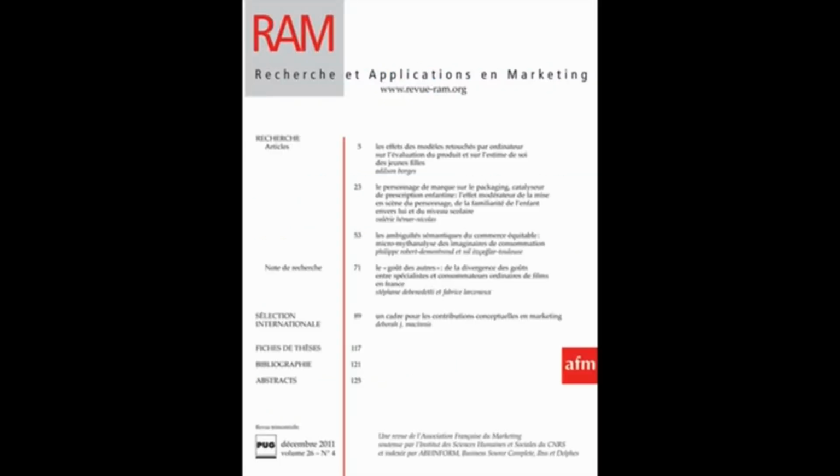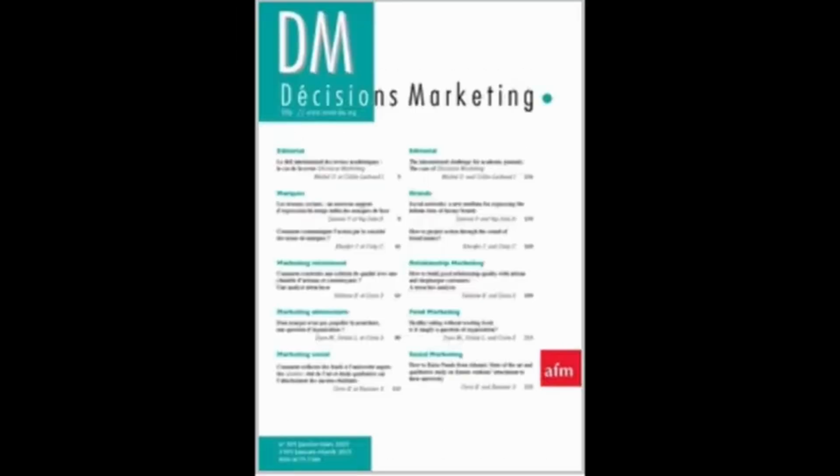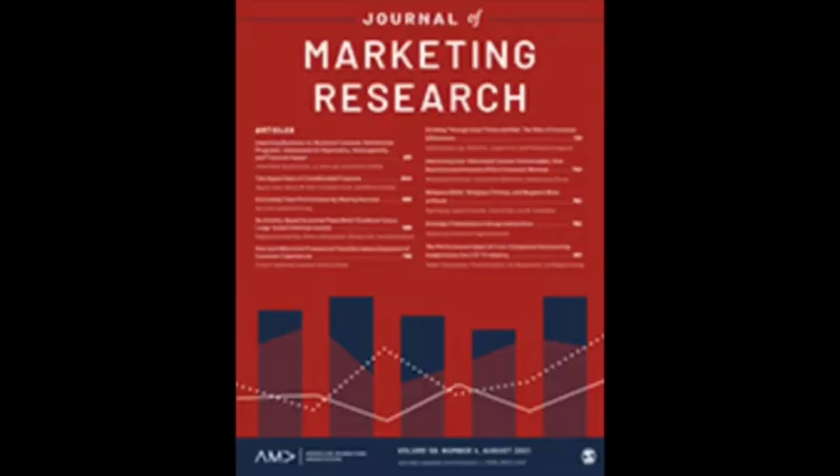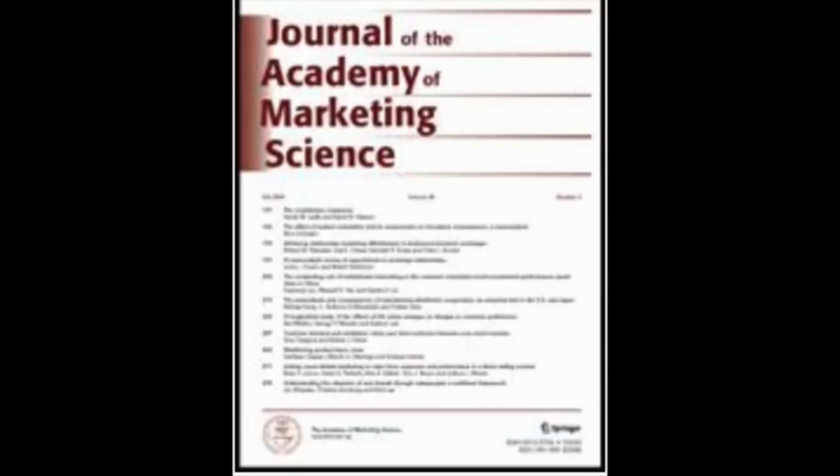So AFM is editing the French marketing journal RAM, Recherche et Application Marketing, and DM, Décisions Marketing. RAM is a category 2 journal, and DM is a category 3 journal. EMAC is editing IJRM, the International Journal of Research in Marketing, which is an A journal. That's a very good journal. AMA is editing Journal of Marketing and Journal of Marketing Research. AMS, the Academy of Marketing Science, is editing the Journal of the Academy of Marketing Science, and so also all A or even A+ journals.